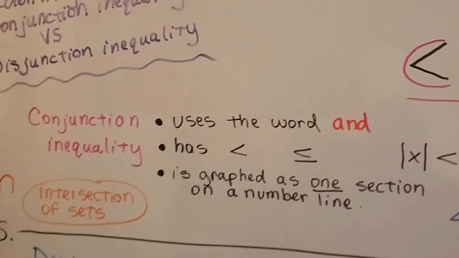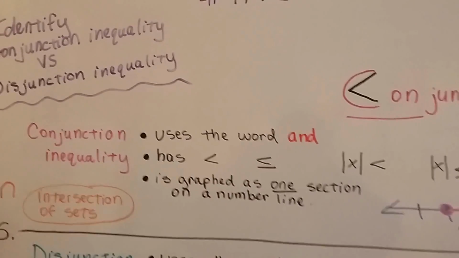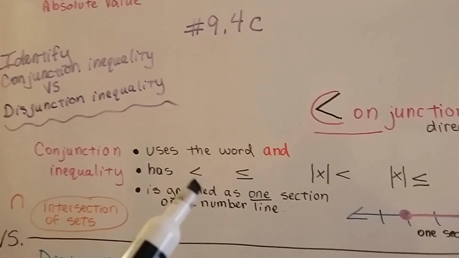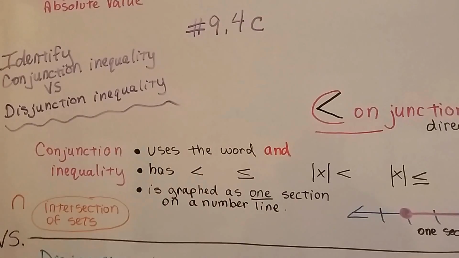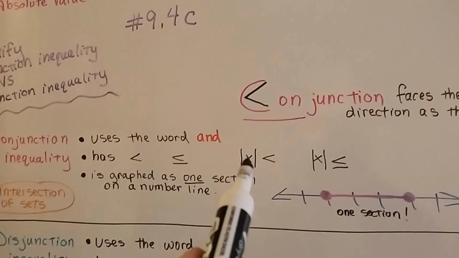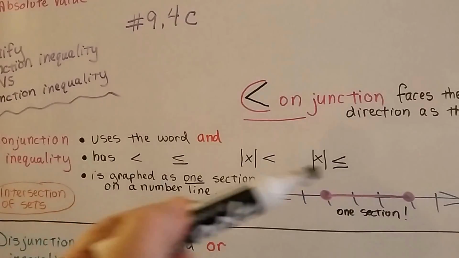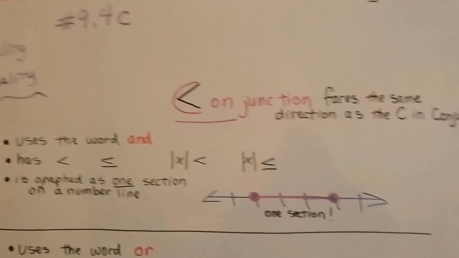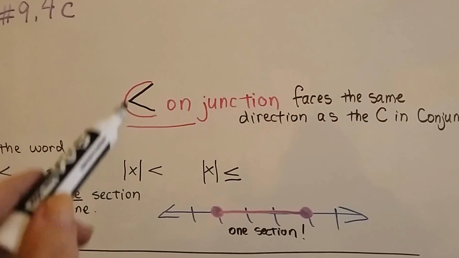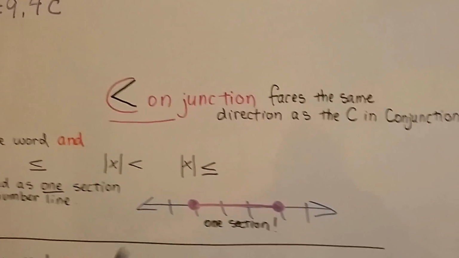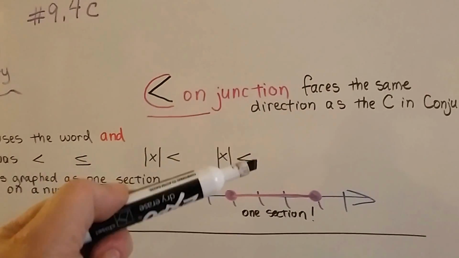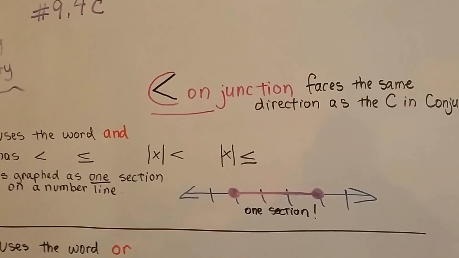A conjunction inequality, that's an intersection of sets because it's a conjunction. It uses the word and, the inequality signs are facing open to the right. It's graphed as one section on the number line. See that? And even if it says the absolute value of x is less than, it's facing open to the right. Well, you can remember it is conjunction. This inequality sign is like the letter C for conjunction. It faces the same direction as the C in conjunction, doesn't it? So whenever you see it facing this way, you know it's a conjunction, okay? Is that going to help?